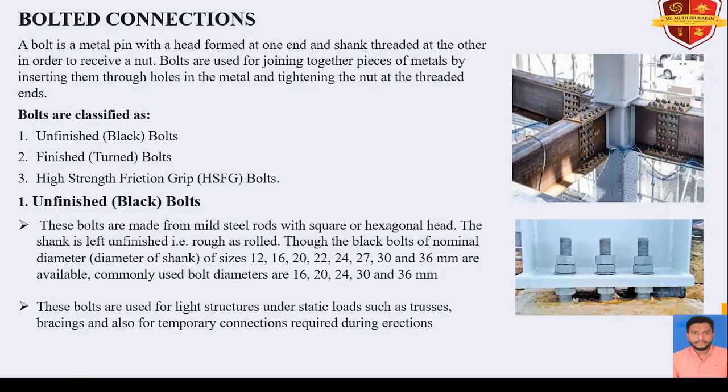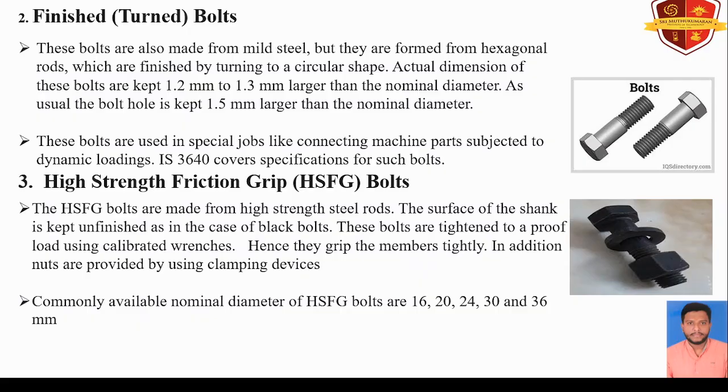Next we can see the finished bolt. These bolts are also made from mild steel, but in hexagonal shape. As usual, the bolt hole is kept 1.5 mm larger than the nominal diameter for this bolt. Next we can see the high strength friction grip bolt. High strength friction grip bolts are made from high strength steel rods. It is not made from mild steel, it is made from high strength steel. Commonly available nominal diameters of HSFG bolt, HSFG being high strength friction grip bolt, are 16 mm, 20 mm, 24 mm, 30 mm and 36 mm.